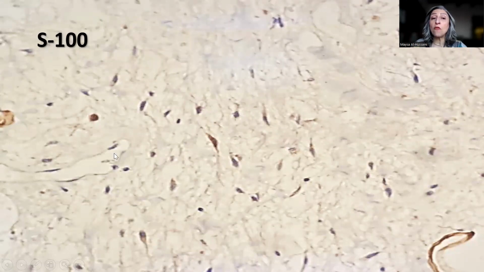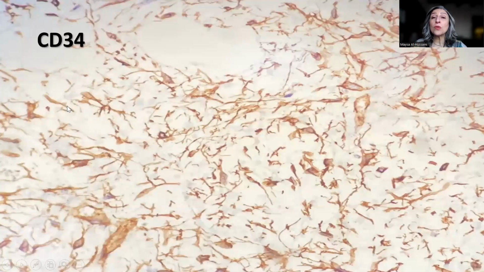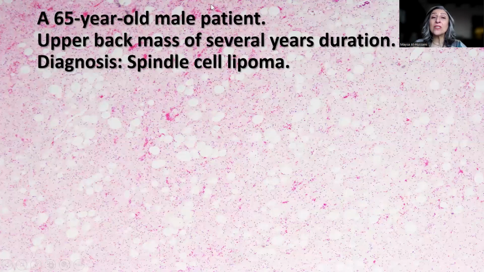S100 can show some focal positivity, but what is really important, number 5 criteria, is positivity of the spindle cells for CD34, cytoplasmic positivity for CD34. So the final diagnosis in this typical case is spindle cell lipoma, and what I meant by typical is the age, the gender of the patient, as well as the location. Remember that these tumors usually occur more commonly in the upper back. In particular, they have superficial location.